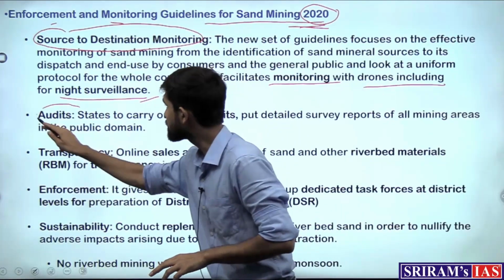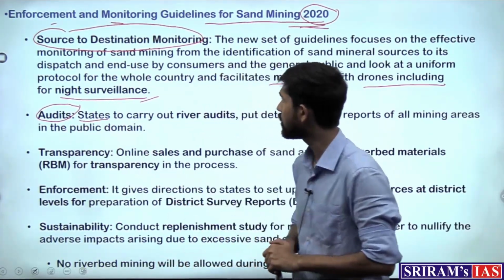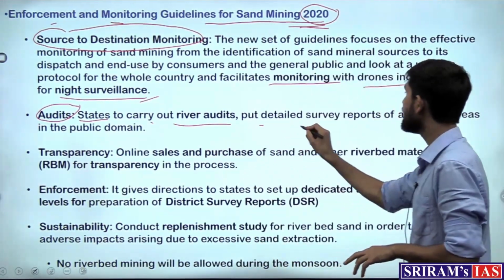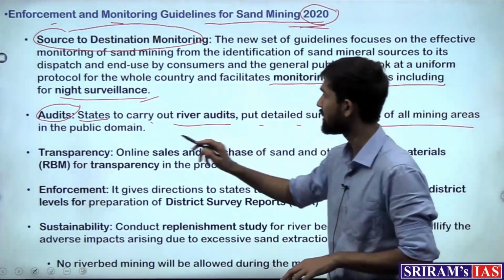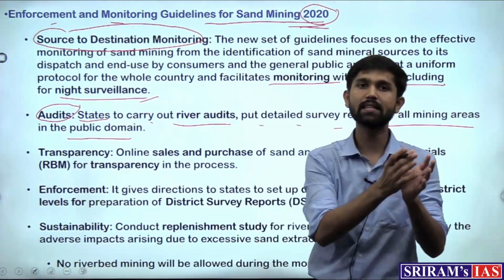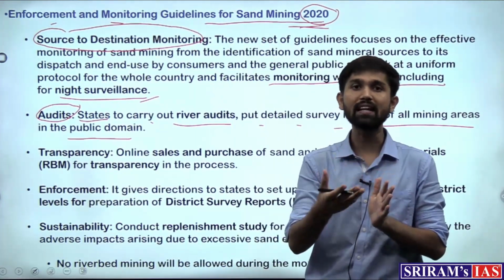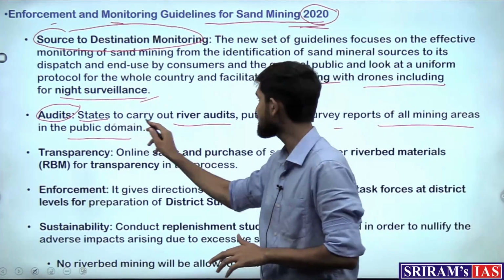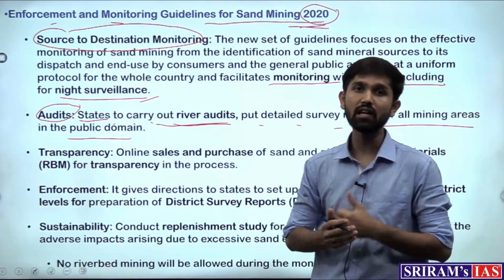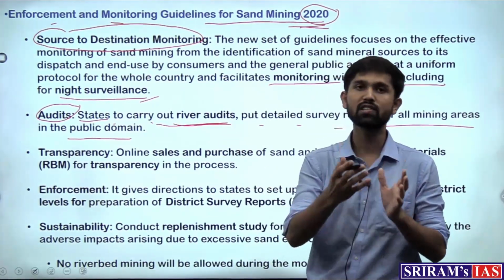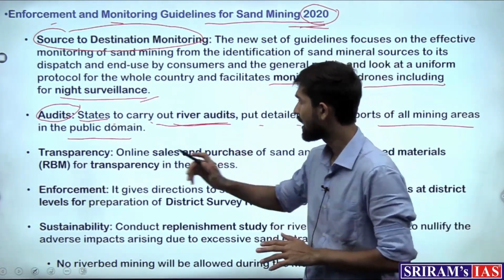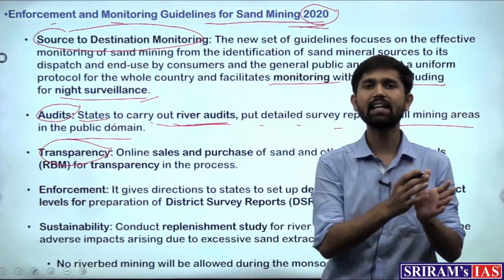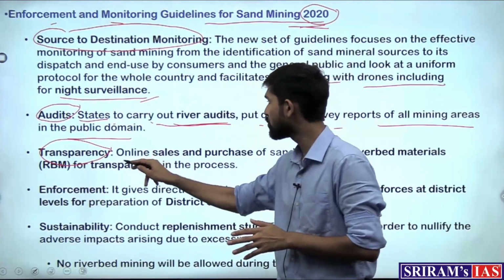Second, it provides for audits, wherein the states, which are the authority responsible for regulation of sand, carry out river audits and put detailed survey reports of all mining areas in the public domain. This is a step towards maintaining transparency and giving out information with respect to sand mining, wherein the states are to carry out river audits, gauging the health of the river resulting from this activity of mining. And third is maintaining transparency, wherein all the sales of sand should be done online.